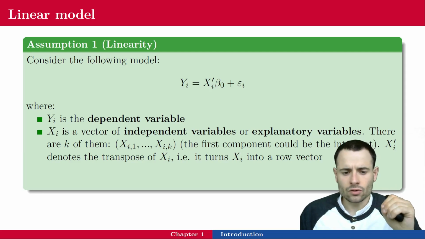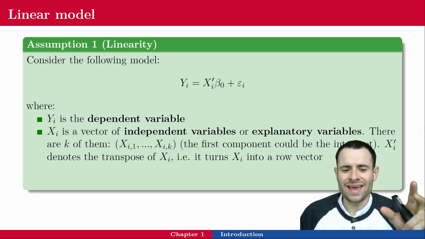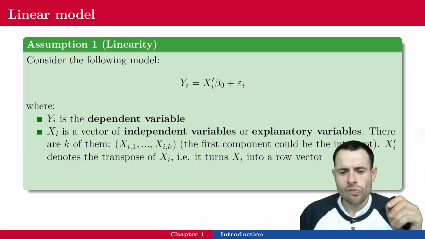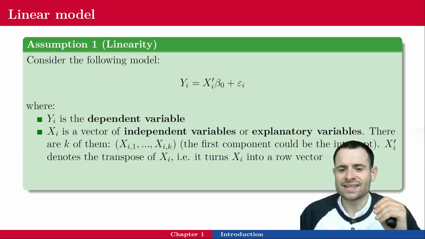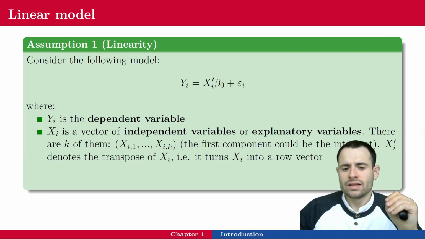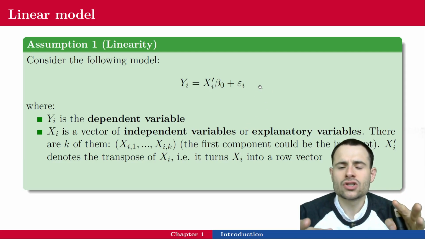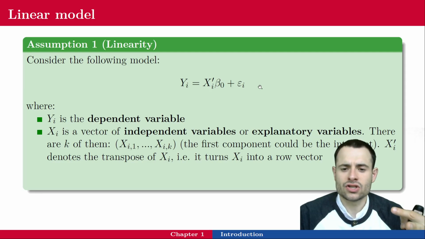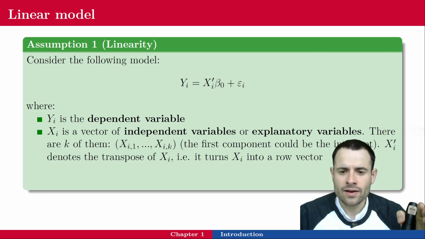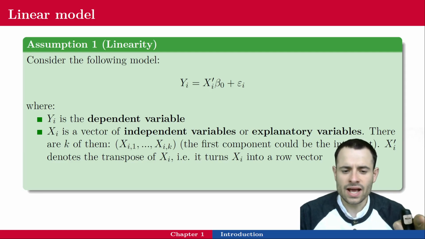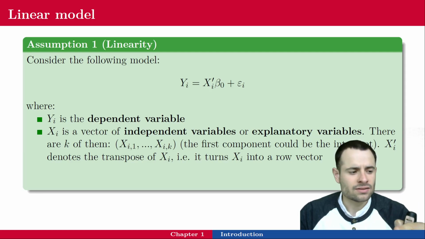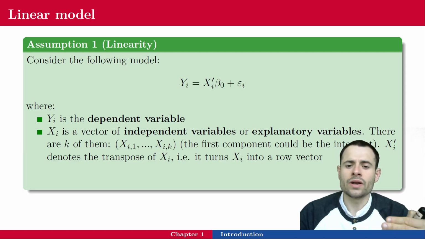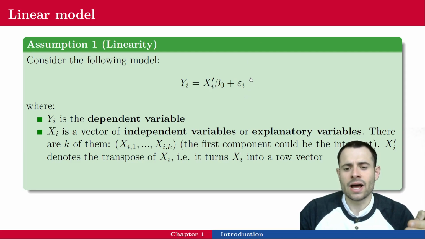Now, I talked about the fact that I am including k random variables here. However, on the formula, it only shows xi. This is because my notation is a compact notation. In fact, what I should write is xi1 times beta1 plus xi2 times beta2 plus xi3 times beta3, and so on and so forth, plus epsilon I.